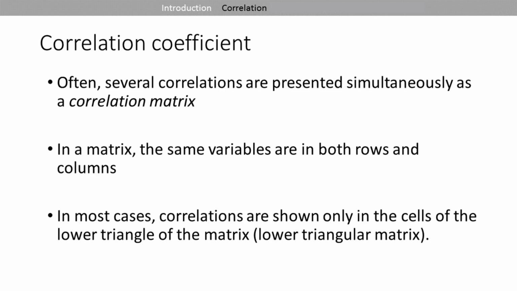Usually the correlation coefficient is calculated in a correlation matrix, where there are several correlations between different variables. In a matrix, there are similar variables in the rows and the columns, and they are matched against each other. In most cases the correlation is just shown in the cells of the lower triangle of the matrix, the lower triangle matrix, so to speak.